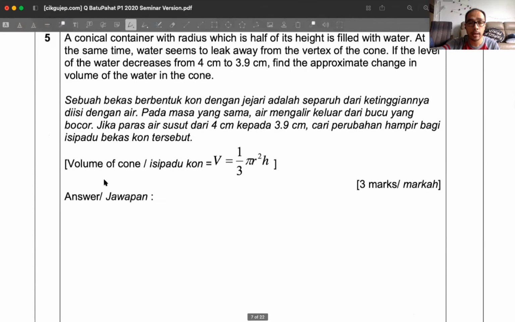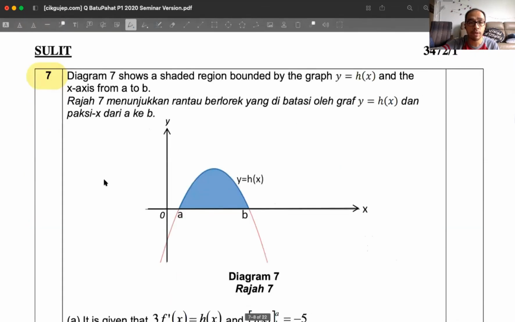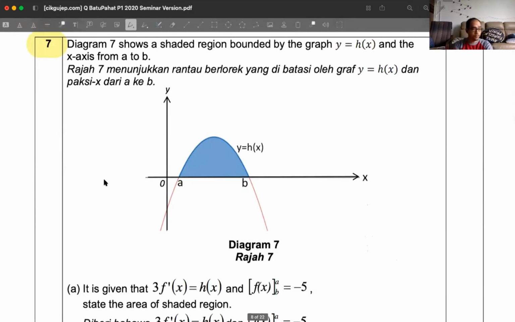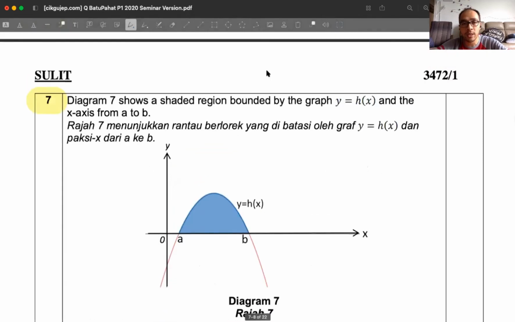Okay, all right, let's go to others. The rest of the questions are actually quite this one. Okay, I want to tackle this question first. So diagram 7 shows a region bounded by this one. And then it is given the 3f prime x. So when I did this question with both my classes, a lot of students asked me lah, this f prime, f prime, okay, let's settle this once and for all.